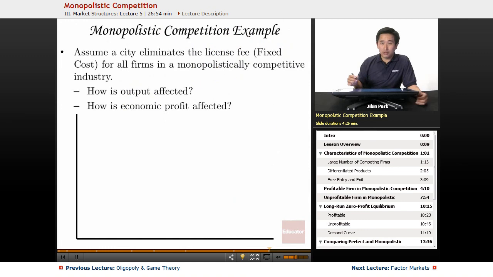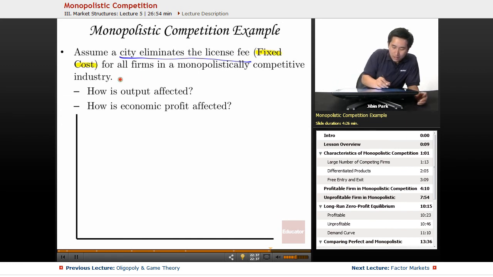So here's a monopolistic competition example. Assume a city eliminates the license fee. So the fixed cost for all firms in a monopolistically competitive industry, and let's say it's in long-run equilibrium, is gone. So no more fixed costs. How is output affected, and how is economic profit affected?